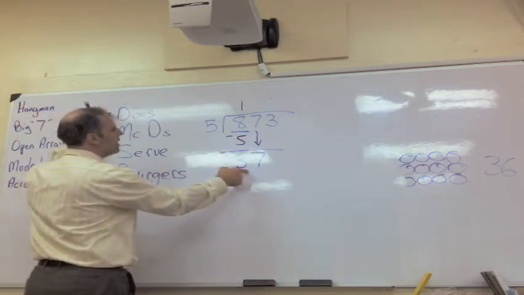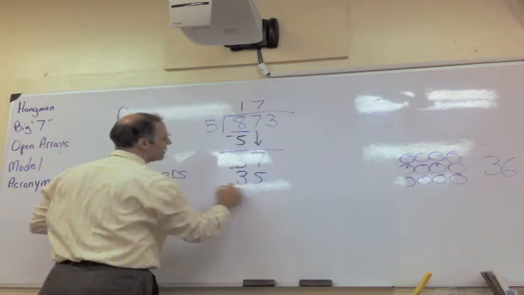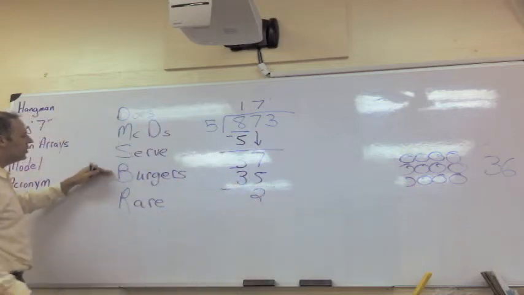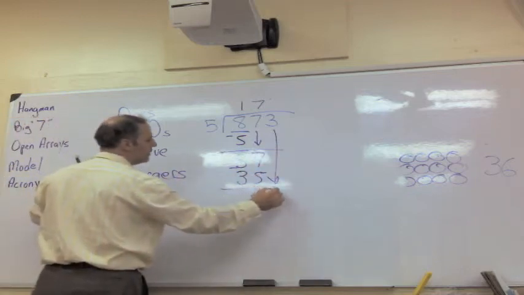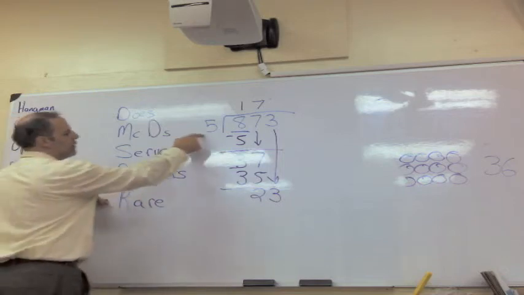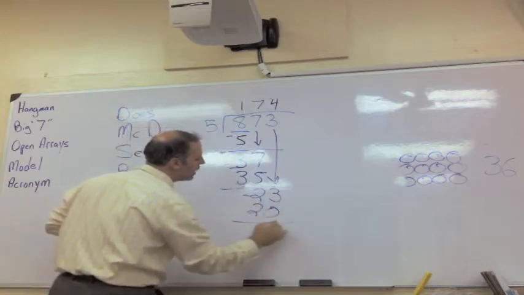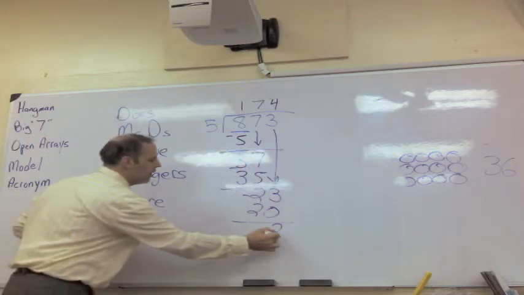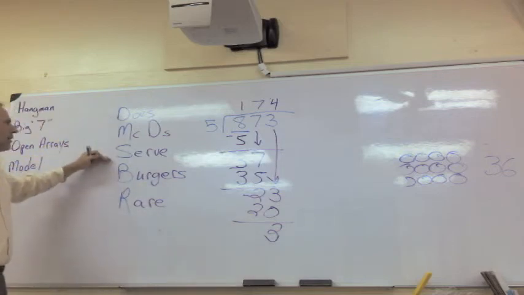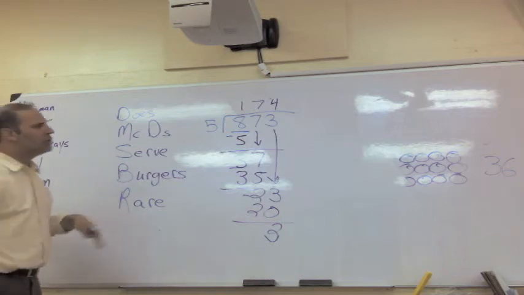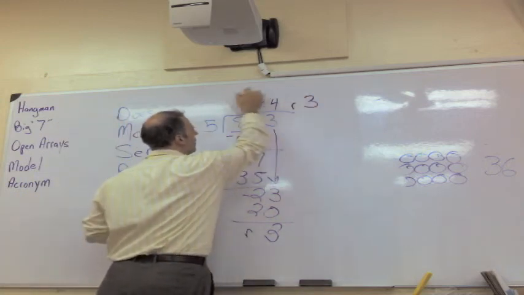Divide. 5 into 37. 5 times 7, 35. Subtract. I have my 2. I'm going to bring down my 3 because my burger, my B, tells me to bring down, and then repeat. The R, 5 goes into 23 4 times. 4 times 5 is 20. We have nothing to divide anymore. 5 cannot go into 3. There's no more multiplying, subtracting. There's nothing to bring down. There's no repeating. This is our remainder of 3. So our answer would be 174 with a remainder of 3.